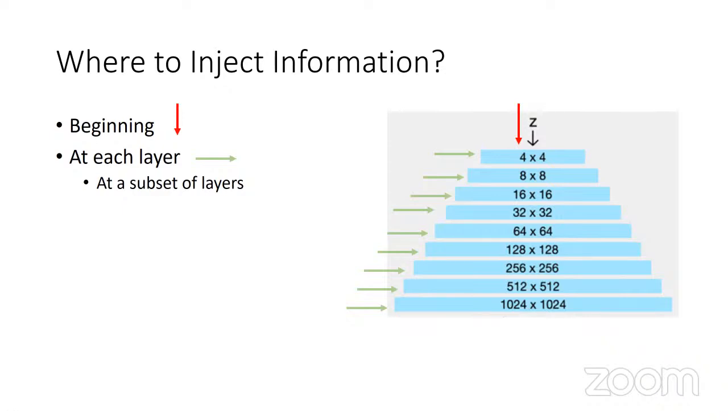So let's look at how you can actually realize this. How can you insert global information or noise into one particular layer?